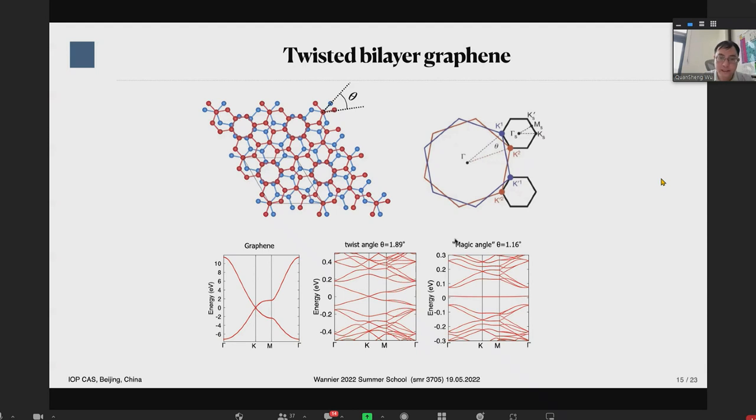graphene. There are Dirac cones here, but if you make a twist angle, you will find that we still have Dirac points here, but the bandwidths are very, very small. I mean, it's much reduced. And there is a magic angle, and actually in our calculation it is 1.16, but in the experiment it is 1.08. And you will find that there's a very flat band here. This is called the flat band.